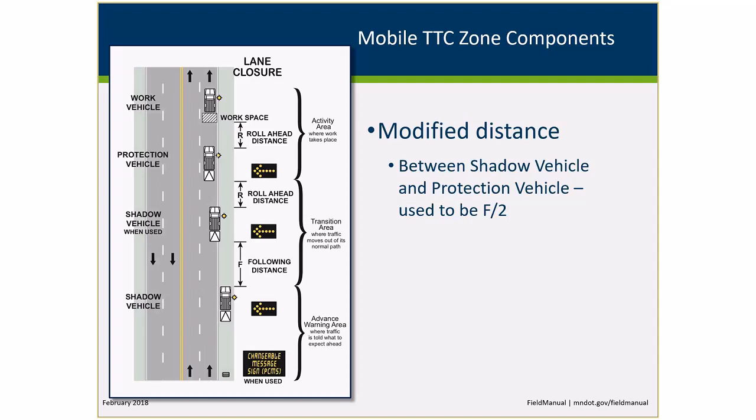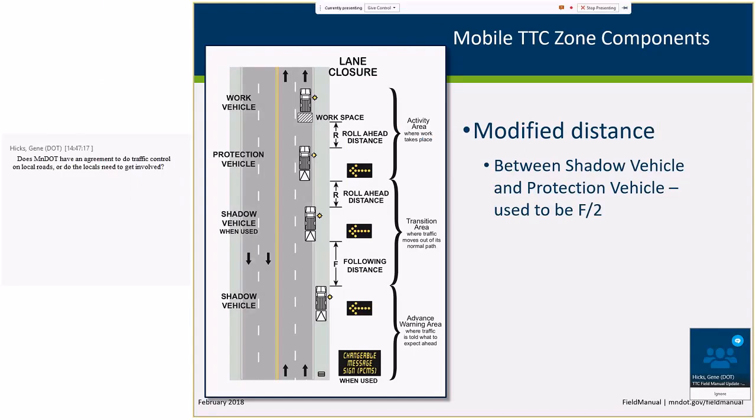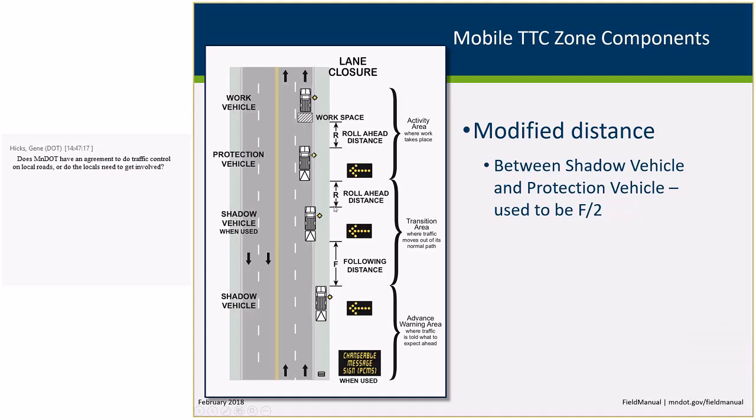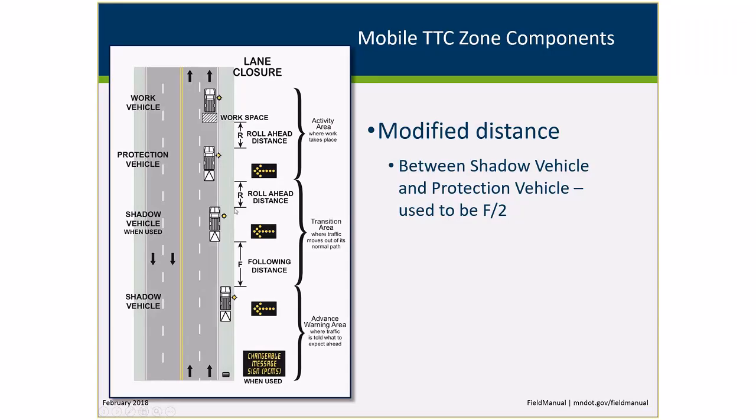There was a change made to the mobile operation, the mobile temporary traffic control zone. Previous to this type of situation, the roll-ahead distance, the distance between the protection vehicle and the shadow vehicle, was f/2. And it's because it was related to the following distance. After a lot of discussions back and forth, we decided to make it a little bit more clear that really the distance between the shadow vehicle and the protection vehicle, the roll-ahead distance, is the appropriate distance to use for that application instead of f/2.